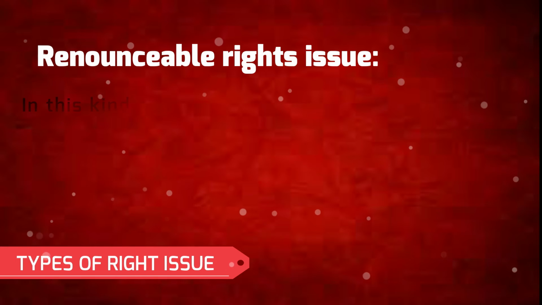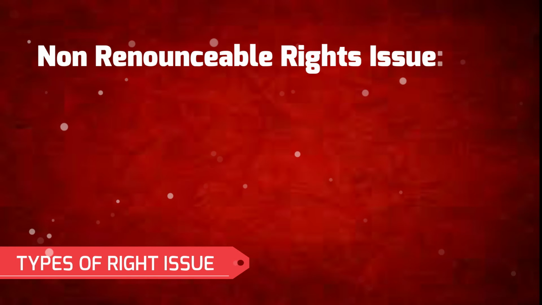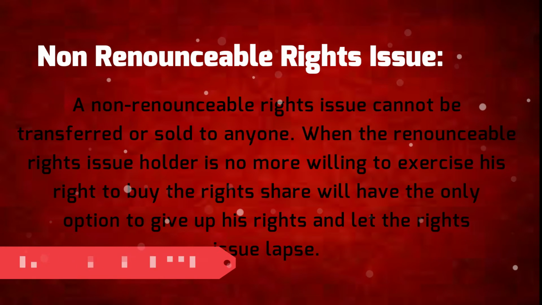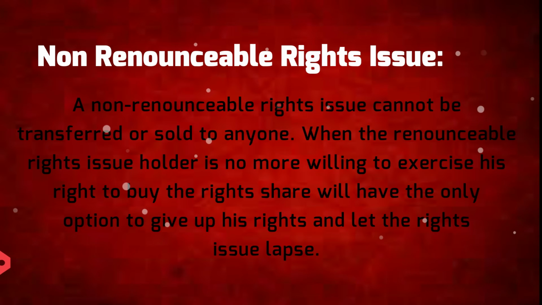Renounceable rights issue. In this kind of rights issue, the rights can be transferred or sold in the open market to other investors. When a renounceable rights holder does not wish to subscribe to his rights, he can opt to transfer his rights. Non-renounceable rights issue. The non-renounceable rights issue cannot be transferred or sold to anyone. When the holder is no more willing to exercise his right to buy the rights shares, he will have the only option to give up his rights and let the rights issue lapse.